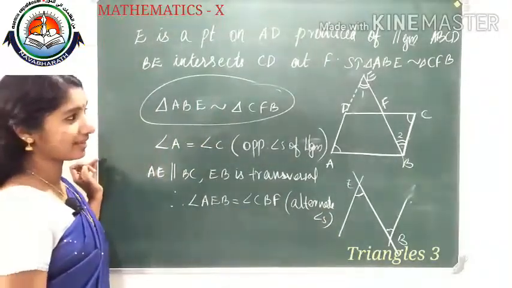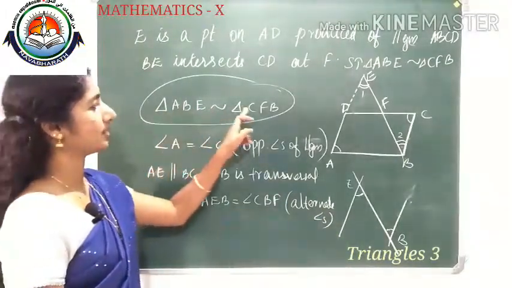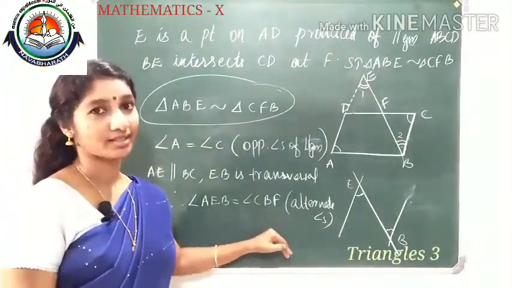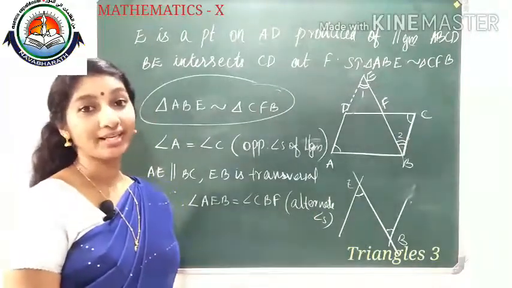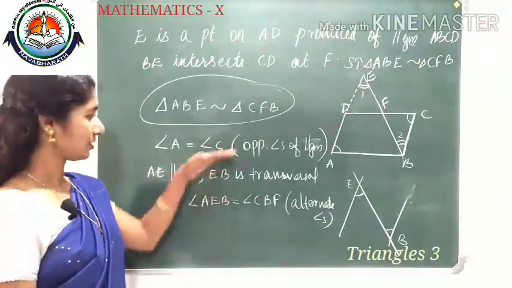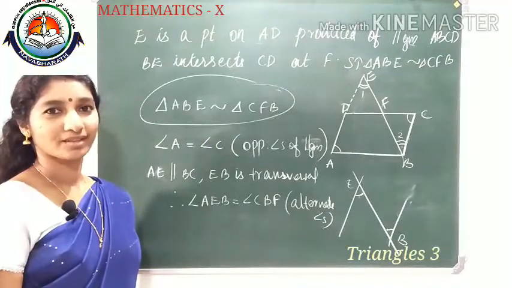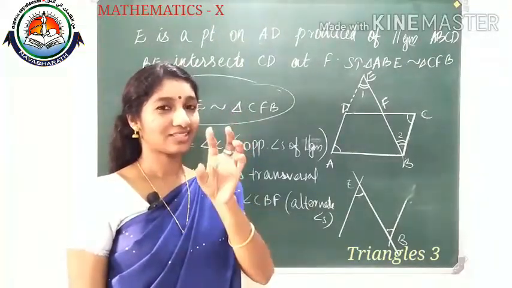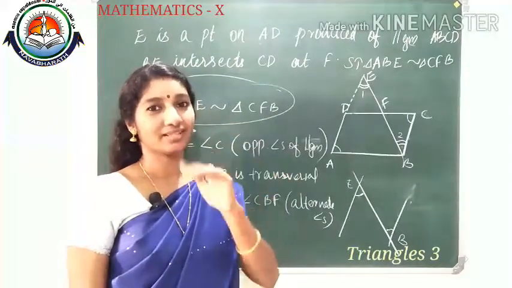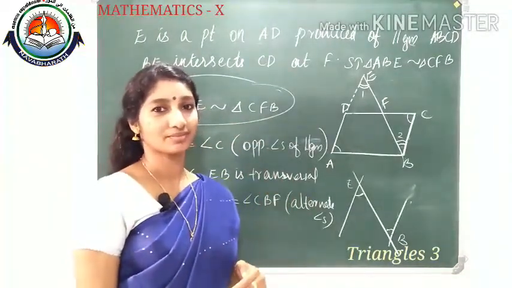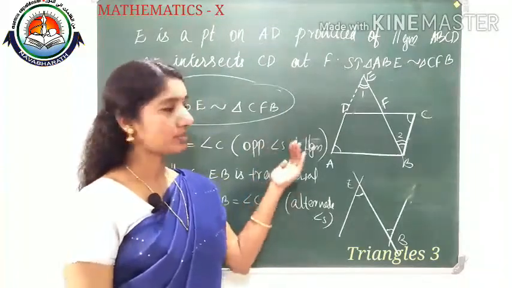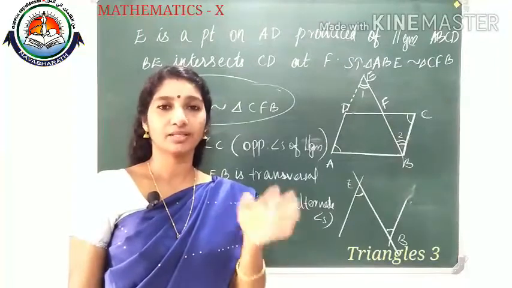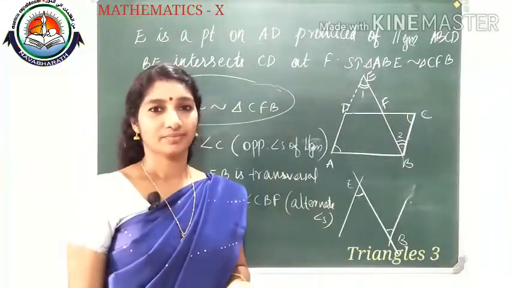So by AA criteria we can write ABE similar to CFB. So one more step only, triangle ABE similar to triangle CFB by AA criteria. So this much only you need to give for the proof. Got it? Simple proof only, but looking at the figure you need to get which criteria is applicable to that figure. Okay, so do the problems which I am giving plus exercise questions. Other problems you just try, if not getting, don't worry, we can do it later.